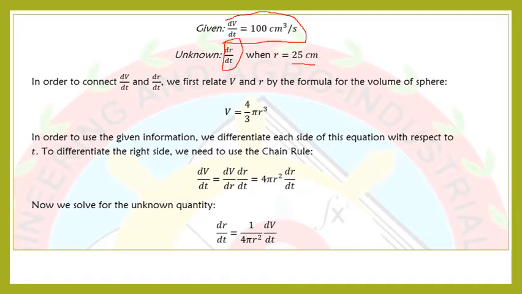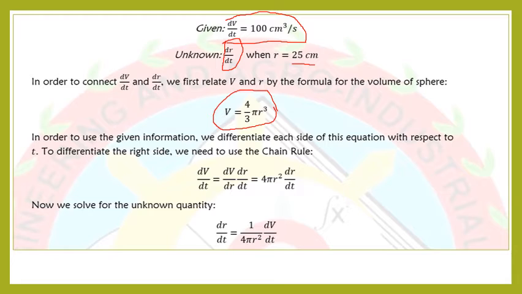In order to connect dV over dt and dr over dt, we first relate V and r by the formula for the volume of sphere kasi ang given man natin is spherical balloon. So ibig sabihin kailangan natin gamitin tong formula na to. In order to use the given information, we differentiate each side of this equation with respect to t. So to differentiate the right side, we need to use the chain rule.